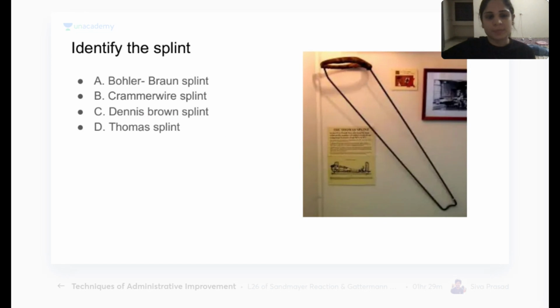Identify the name of the splint. It's very important. The splint is used in fracture of the femur whenever you want to immobilize the leg and you don't want the person to move the leg. Okay, so Bowler-Braun splint, Kramer-Weyer splint, Denis Browne splint, Thomas splint.